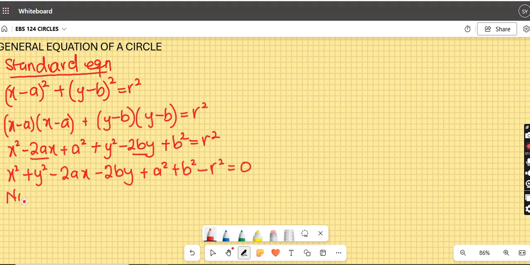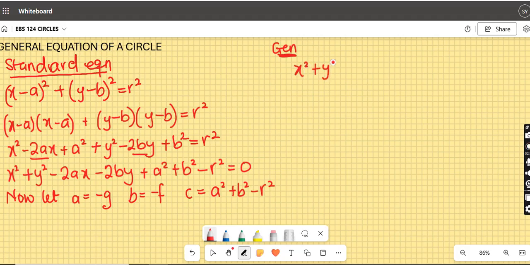Now, let a be equal to −g, and let b be equal to −f. And then let us bring a constant c, and let us equate it to a² + b² − r². So now our general equation is going to be x² + y² − 2gx.